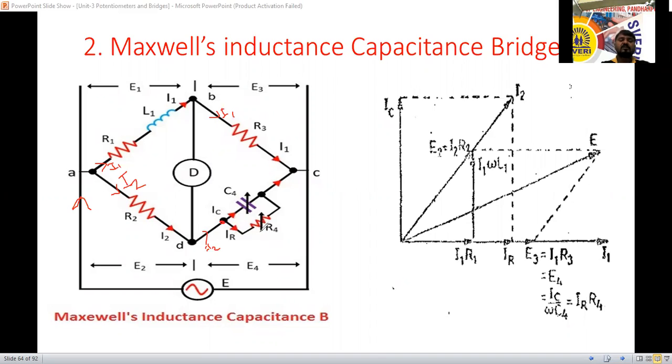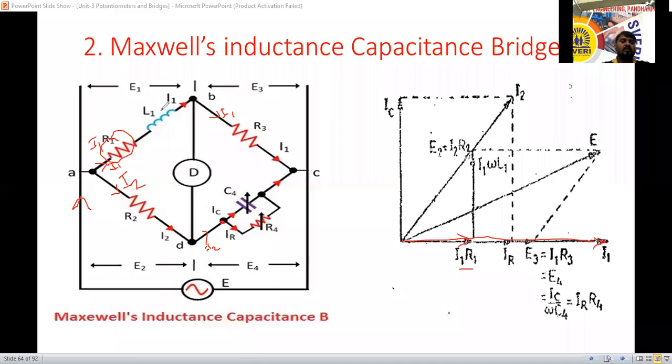The current flowing through this resistance is called IR. So I will take the reference of I1, and I will draw it here. That is I1. Next, the voltage drop across this R1 I will consider as I1 R1, because it is a resistance, so it is in phase with I1.